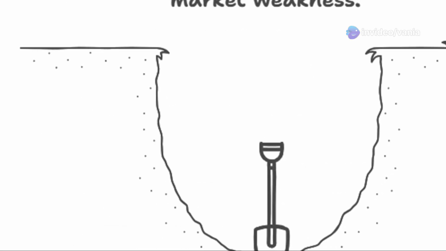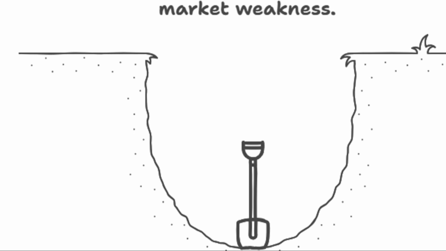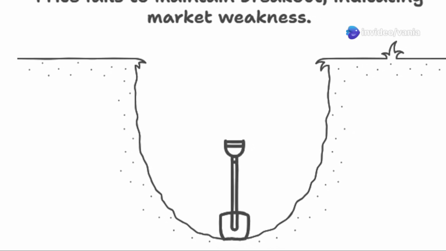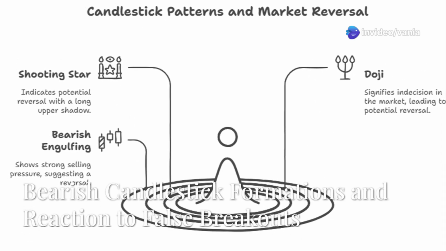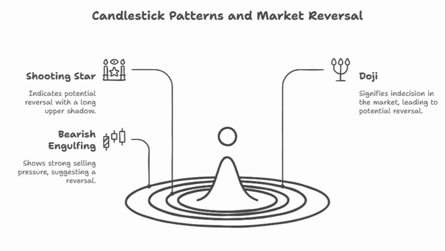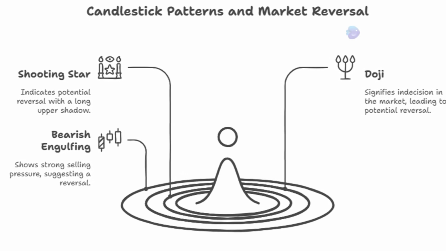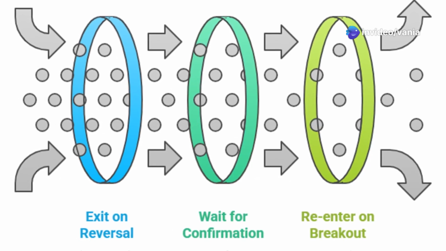Quick reversal back below the breakout level. If the price breaks above resistance but quickly falls back below it, it suggests that the breakout was not genuine and that sellers have regained control. Bearish candlestick formations like shooting stars, doji, or bearish engulfing candles near the breakout level may indicate weakness and an impending reversal.